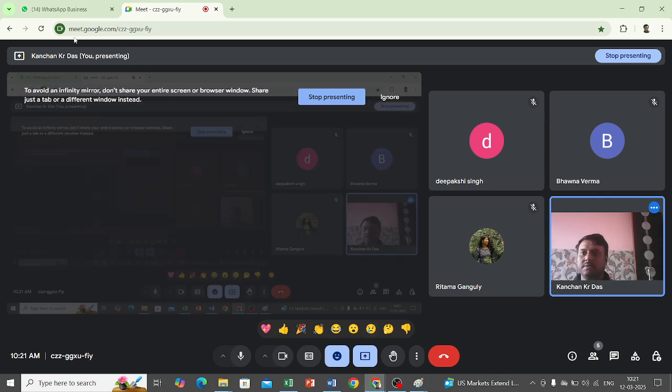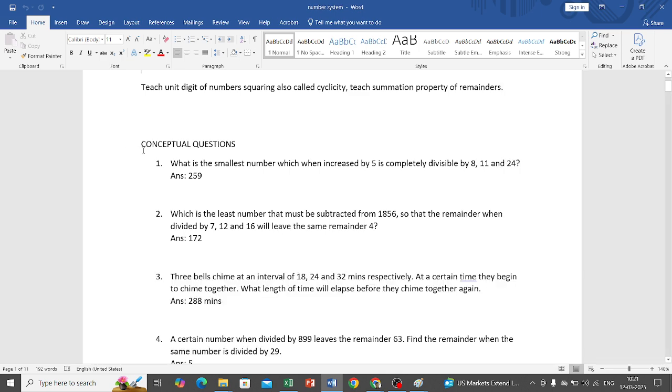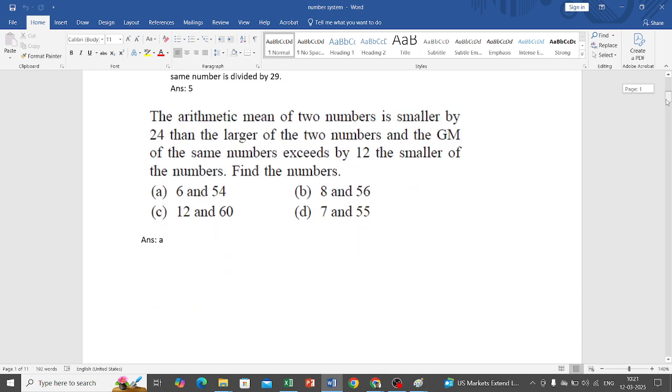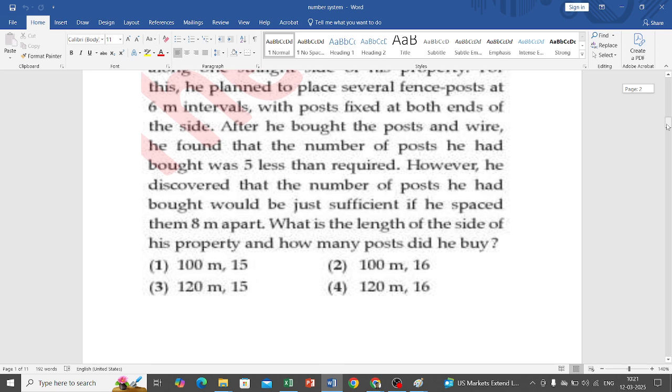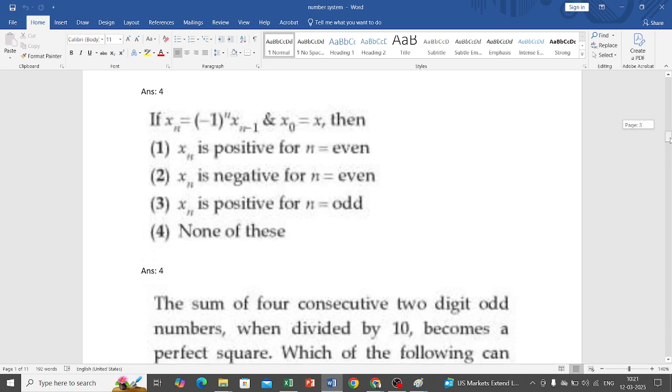Did I send it? Yes, sir. Good. Let's do the last sum for today because all the conceptual sums are completed. Next day we will do some more conceptual sums. Okay, see in this document file I have conceptual sums on number systems. So these sums we have to do, and then this Arun Sharma sums are there.